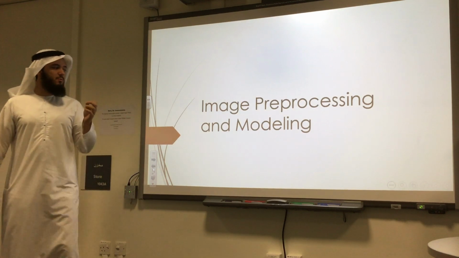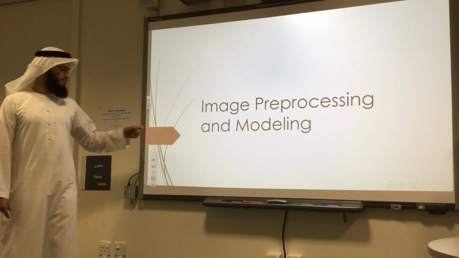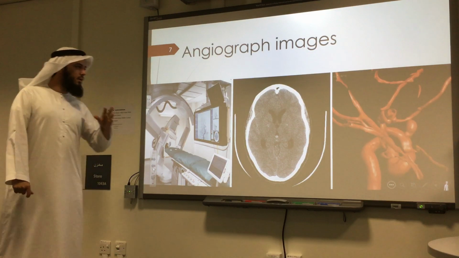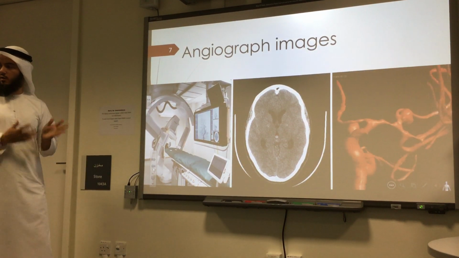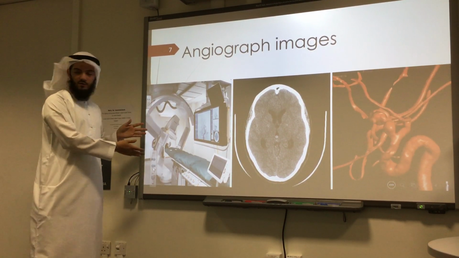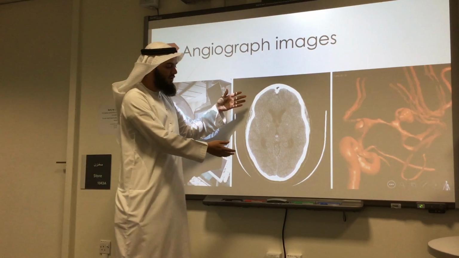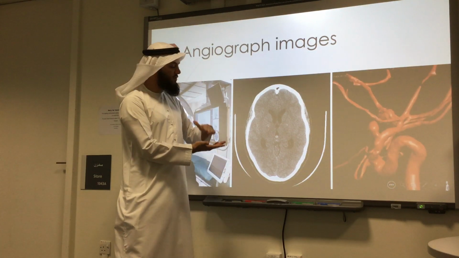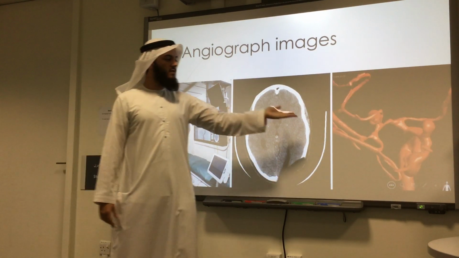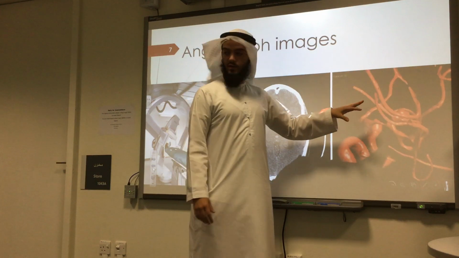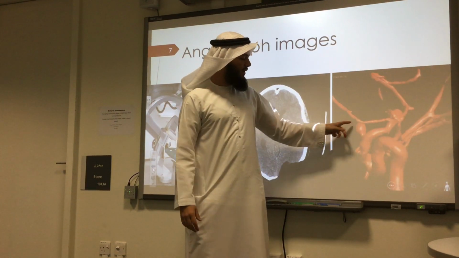I'll talk now about image pre-processing and modeling. Basically what we do is the patient comes to the hospital, he takes an angiography image using the X-ray machine. It takes 3D images on layers, different layers, and then the working station gives us the 3D image of the aneurysm. This is the aneurysm.